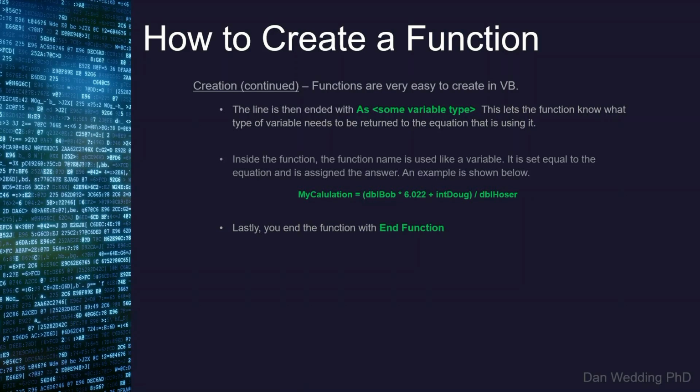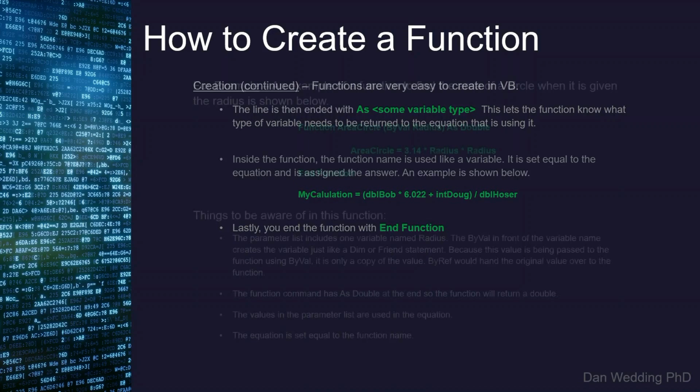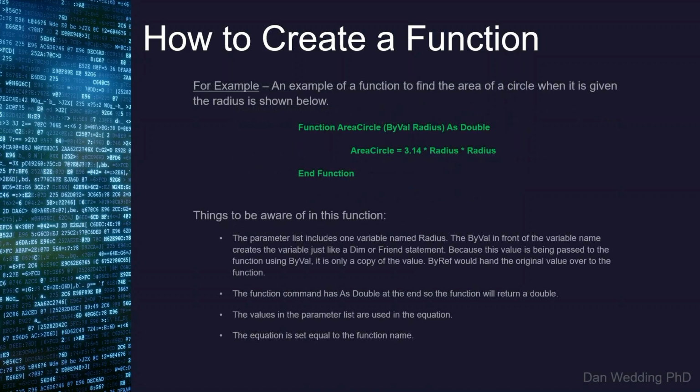Lastly, you end the function with End Function. An example of a function to find the area of a circle when it is given the radius is shown below. Things to be aware of in this function: the parameter list includes one variable named radius.